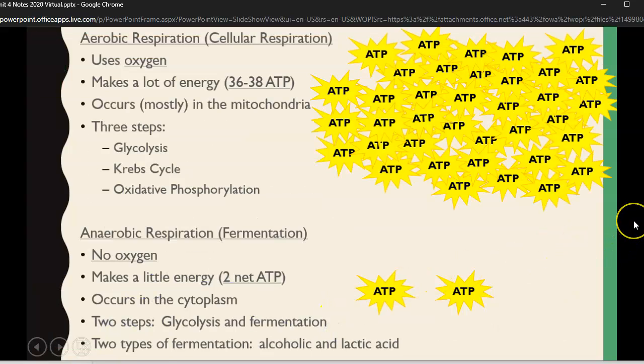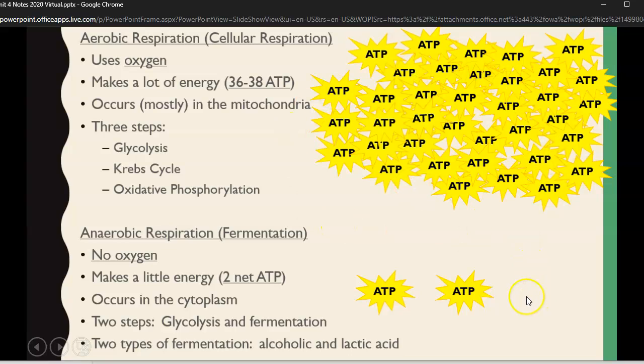So aerobic respiration is the first type. We call this cellular respiration. This uses oxygen. It makes a lot of energy, so you see all this energy that is being formed. This happens in the mitochondria within your cells, and there are 3 main steps to this process. You have glycolysis, the Krebs cycle, and oxidative phosphorylation. Okay, so 3 main steps in order to create all of this energy.